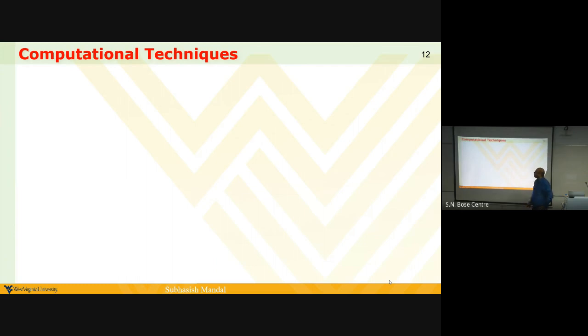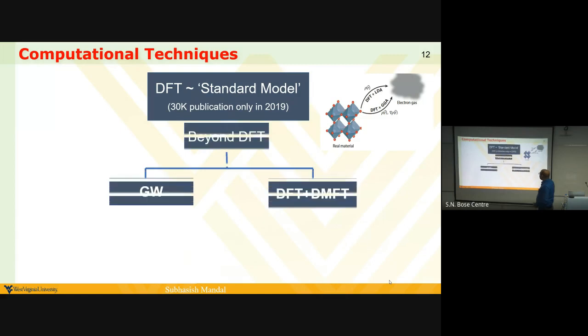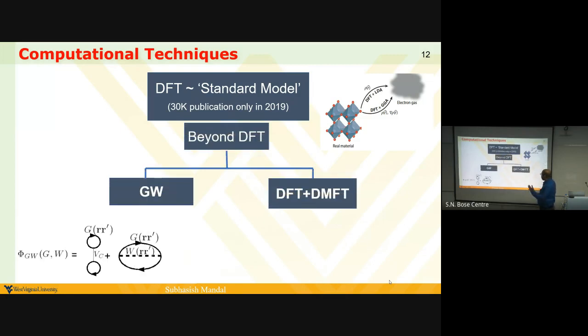Now, how do we deal with it? We have the standard model, which is density functional theory. The way it works, in one line, is that every point in the crystal is mapped to an electron gas problem, through the density in the local density approximation, and through the density and the gradient of the density in the GGAs. Going beyond that, you have GW, which we're going to talk about in detail, and DFT plus DMFT.